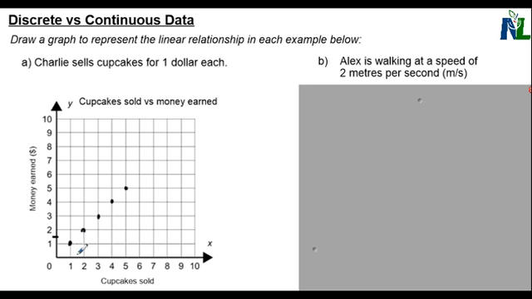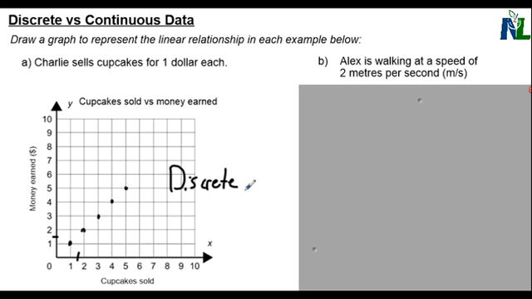So Charlie isn't going to sell 1.5 cupcakes, which is what you'd need to sell in order to end up with $1.50. The only realistic options are to have whole number values for the cupcake sales. So you couldn't get $4.25 because you don't sell 4 1/4 cupcakes. We call this type of relationship a discrete relationship or a discrete data set because there are no values for the dependent variable that exist in between the points provided for our independent variable.